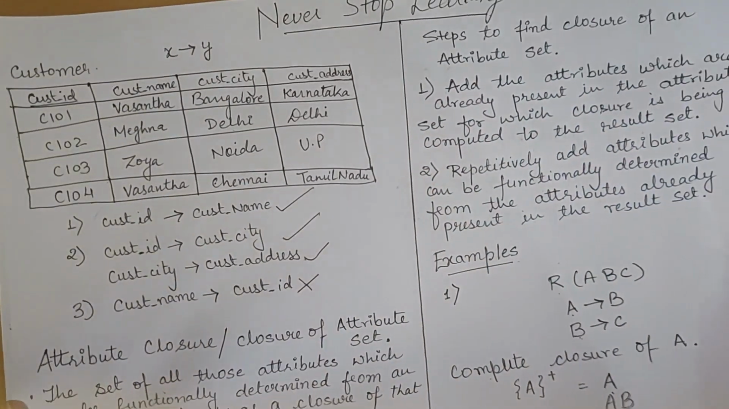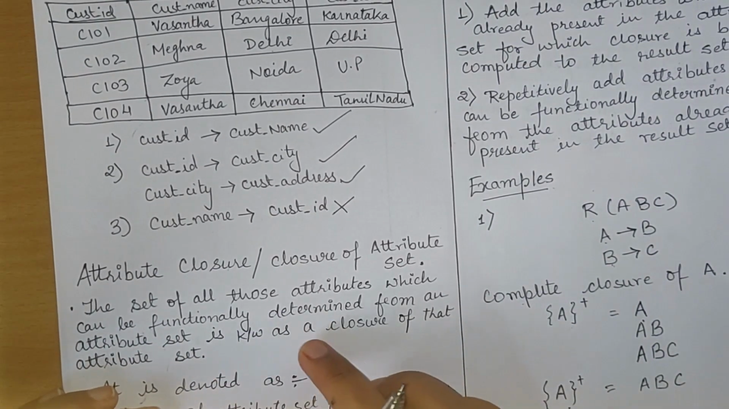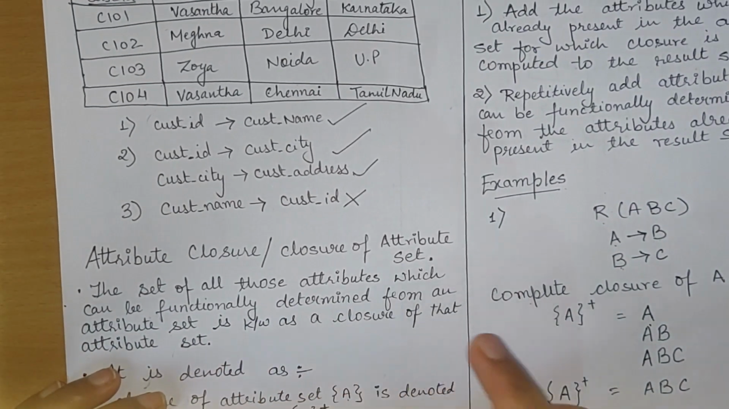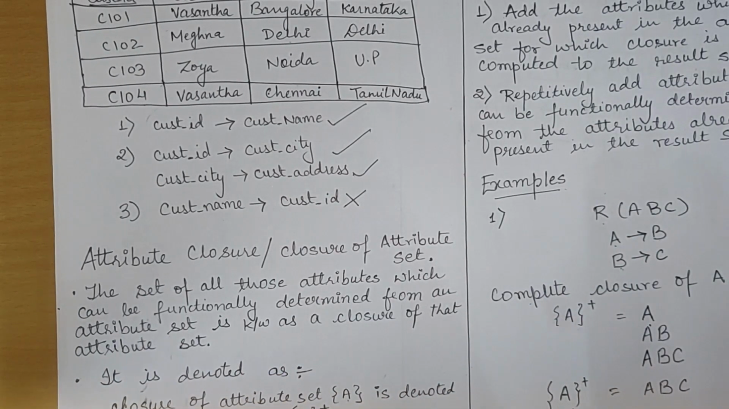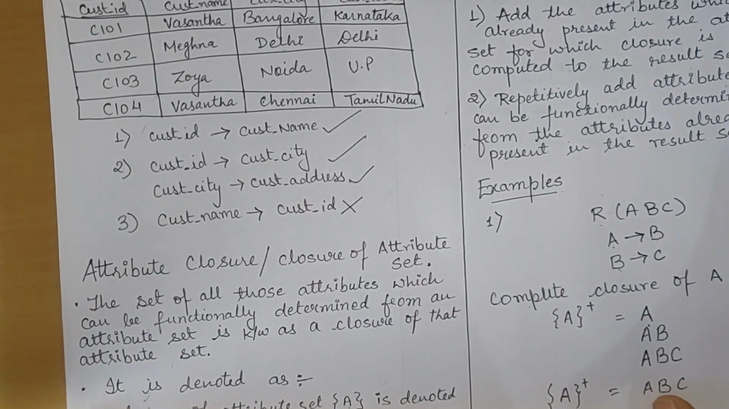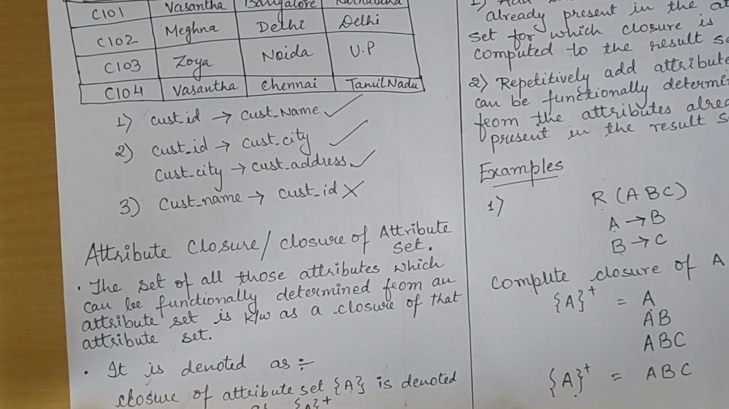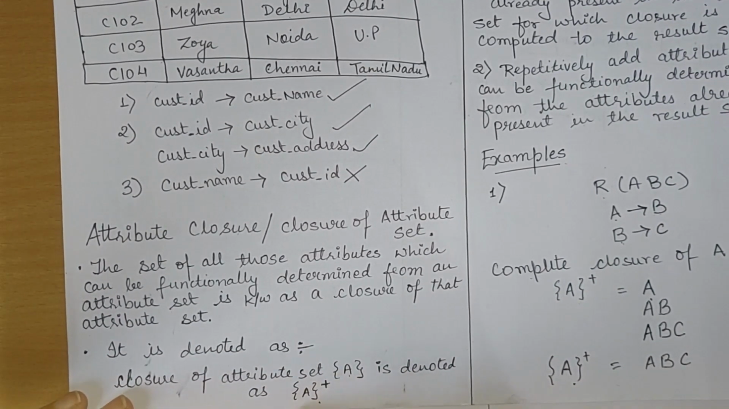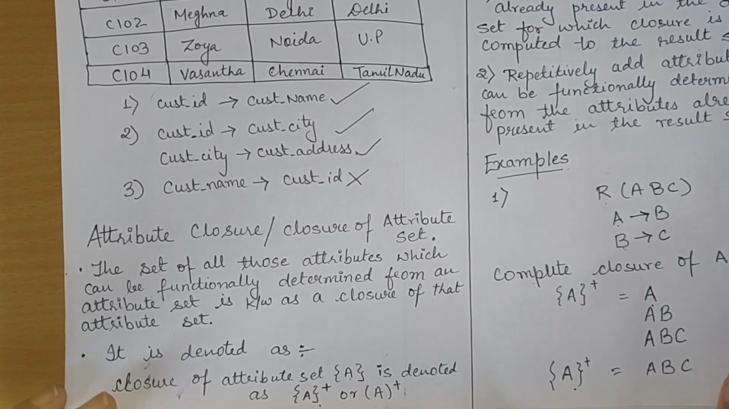Let's take a quick revision. The closure of an attribute set is the set of all those attributes which can be functionally determined from that attribute set. I hope this definition now makes sense to you. It is denoted by this. We write it in curly braces, or you can write it in small brackets also. So like this or like this you can write. The closure will be denoted like this.